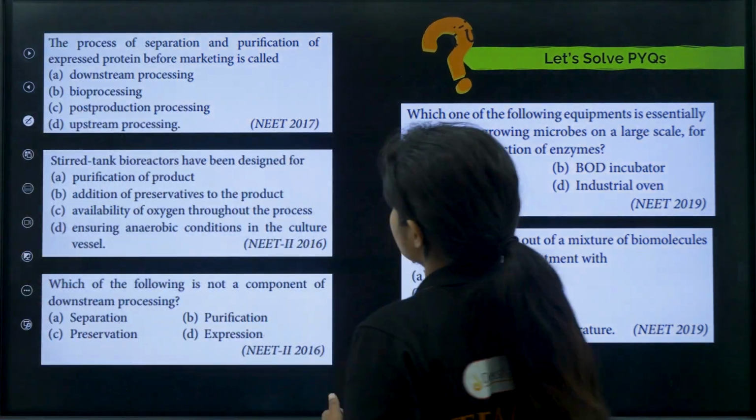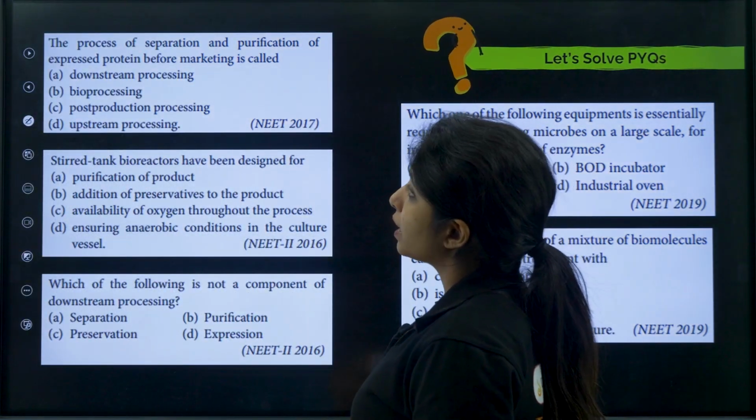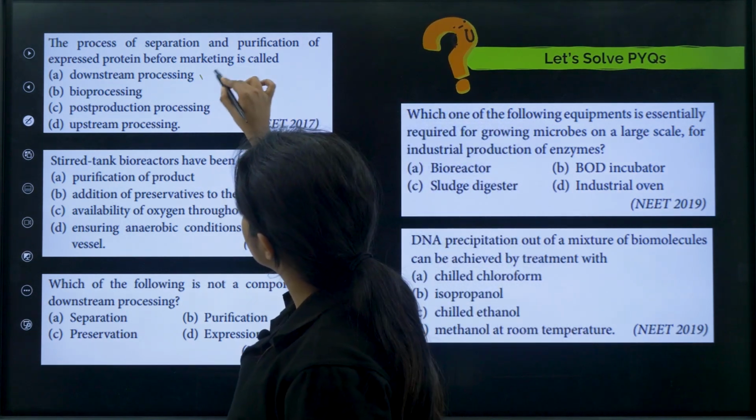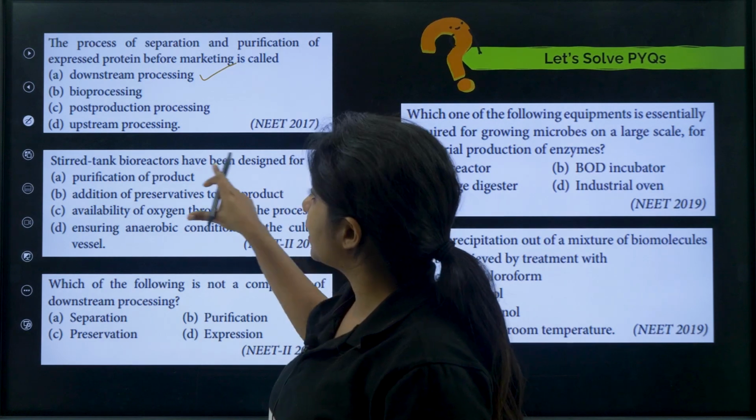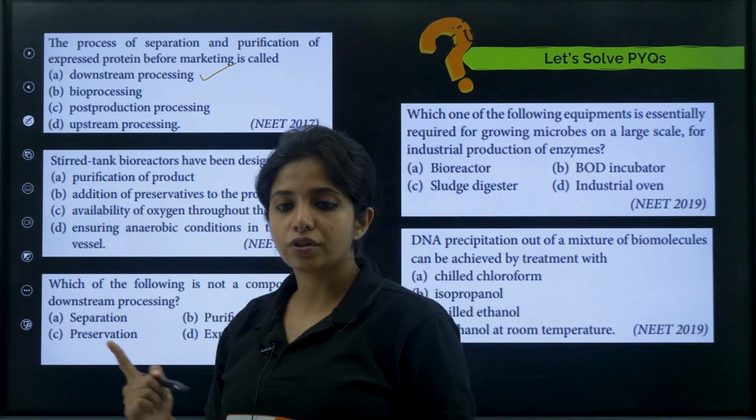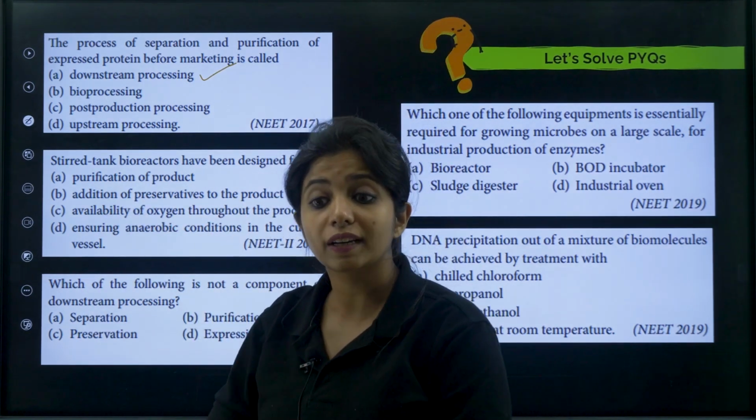So the process of separation and purification of expressed protein before marketing is known as downstream processing, about which we just studied. Stirred tank bioreactors have been designed for what? Why do you need stirring, children? You need the stirring because, as I told you, of the availability of oxygen.